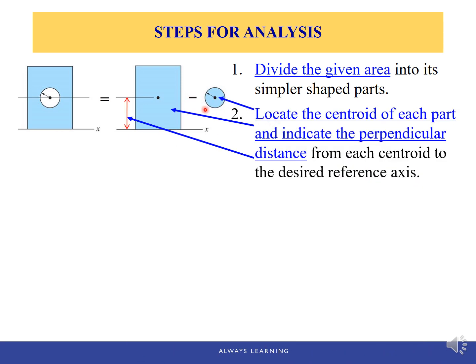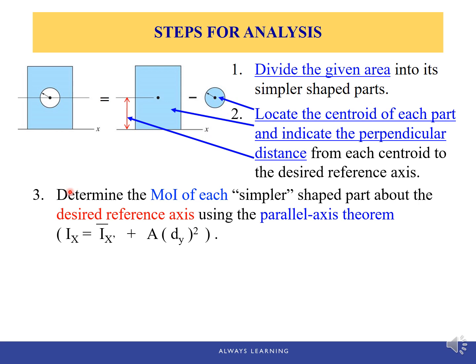Step 2, locate the centroid of each part and indicate the perpendicular distance from each centroid to the desired reference axis. So in this example, we're looking for the moment of inertia about the x-axis given here. Therefore, we're looking for the distance from each centroid to this x-axis shown here. Step 3, we're going to determine the moment of inertia of each simpler shaped part about the desired reference axis using the parallel axis theorem.